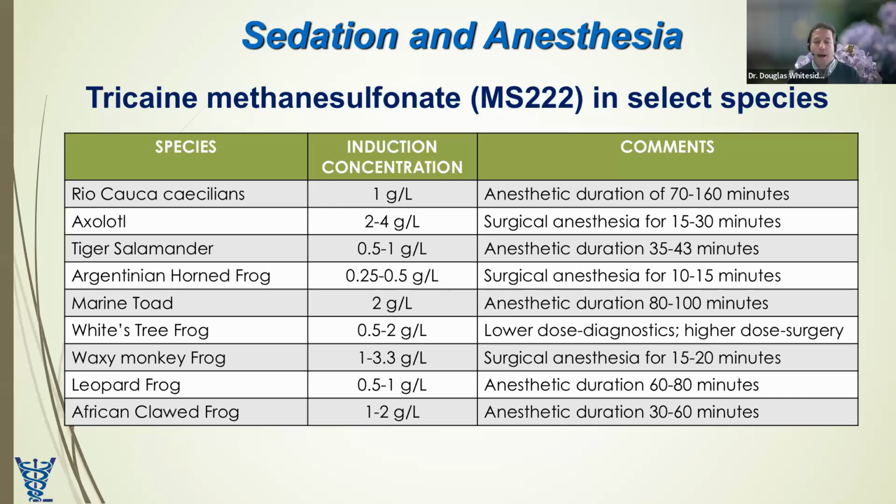that we see with that. And then as you can see here, a whole variety of different ranges for some of the frog species and our little Pac-Man frogs, our Argentinian horn frogs. We get about 10 to 15 minutes, with 0.25 to 0.5 grams per liter. They usually become induced in about 15 to 20 minutes with that dose. So very good for a very short procedure, for example. With marine toads, a little bit higher, 2 grams per liter gives us that 80 to 100 minutes. But as you can see here, most of the time we tend to be anywhere from that 30 to 80 minutes, depending on the species that we're using. And this table has been provided for you afterwards.